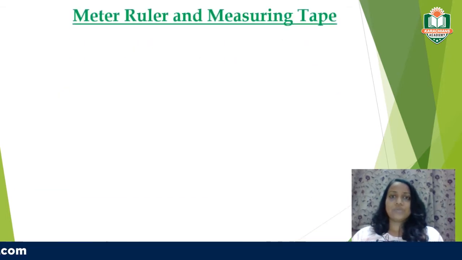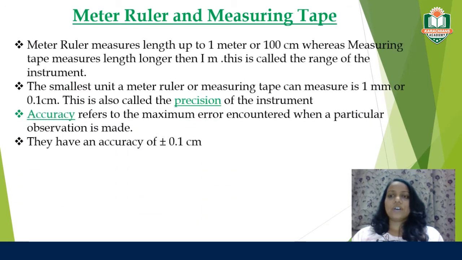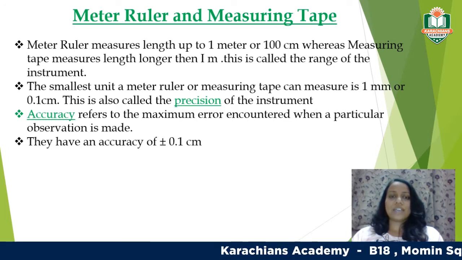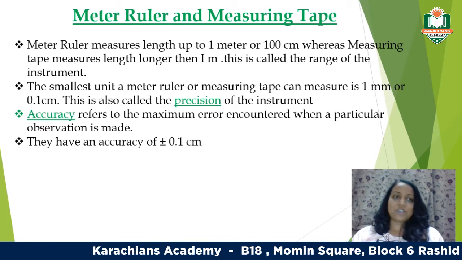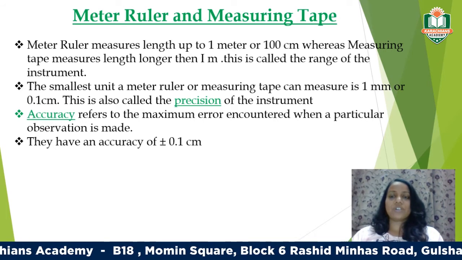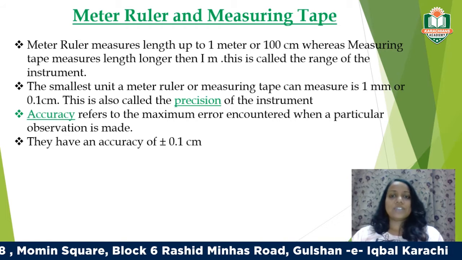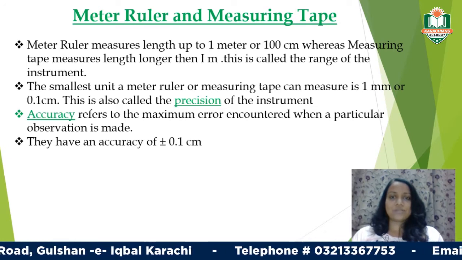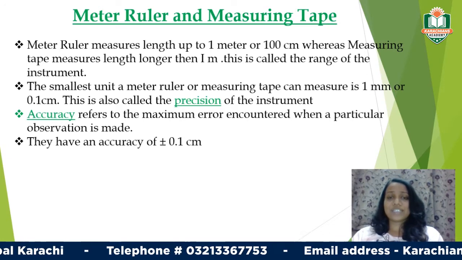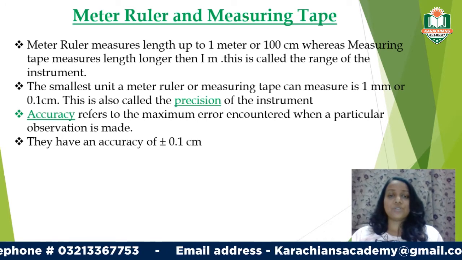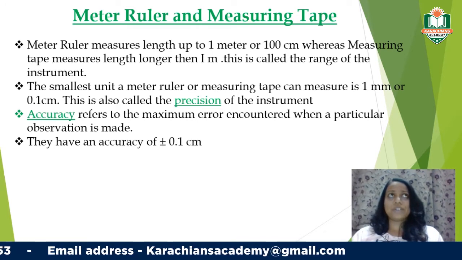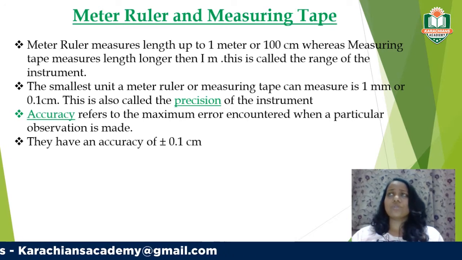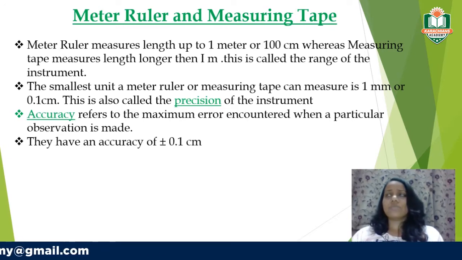The first ones we use are the meter ruler and measuring tape. The term meter ruler comes from 1 meter. So a meter ruler has a length up to 1 meter, or you can say 100 centimeters. Whereas your measuring tape measures lengths longer than 1 meter, that is, it goes to several meters. Sometimes if you look at the measuring tape used by tailors, the soft one has a length of around 60 inches. Whereas the metallic ones used by carpenters and electricians go to a longer distance of 4 to 5 meters.